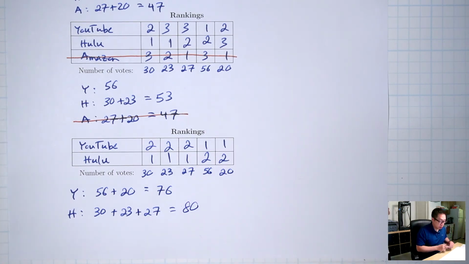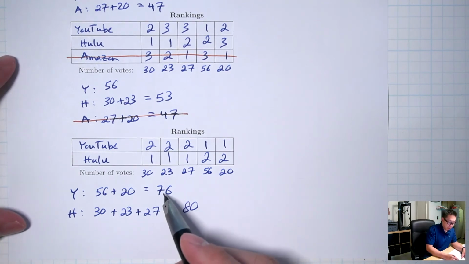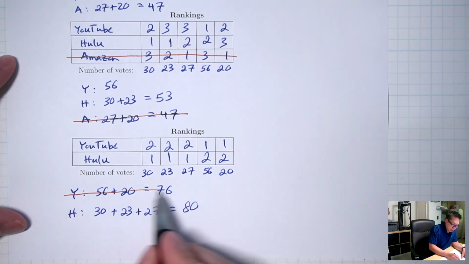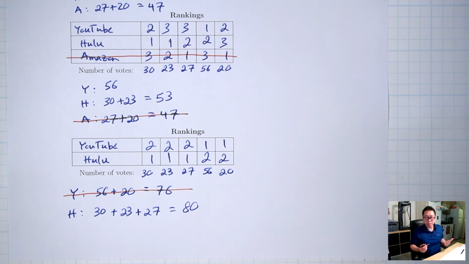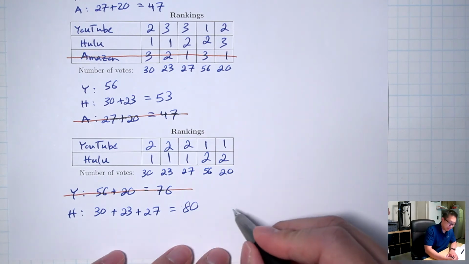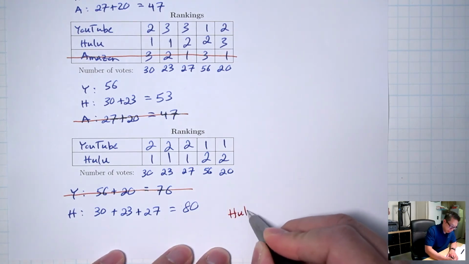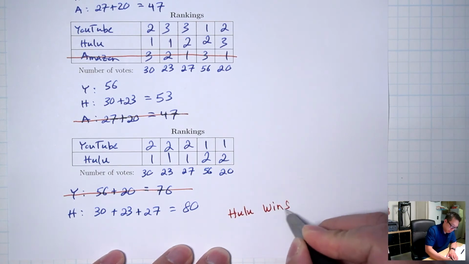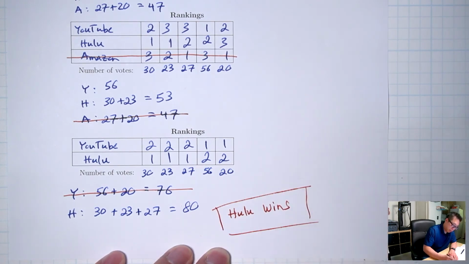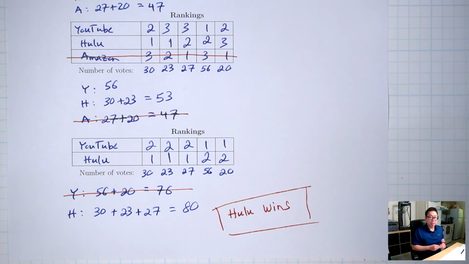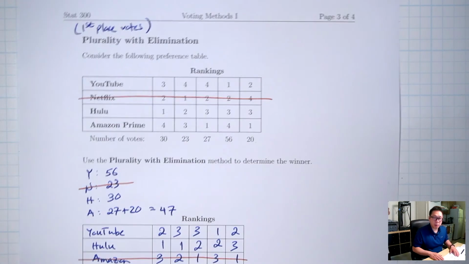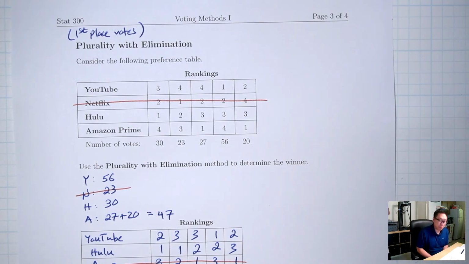One last elimination. So YouTube versus Hulu, who gets eliminated? YouTube gets eliminated, which means one person left, Hulu, so Hulu's the winner. And that's the plurality with elimination method. So let's go back to the top here and let's look at what happened.